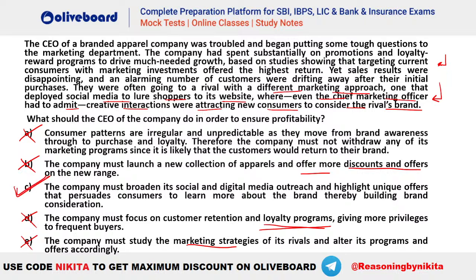So the answer here would be option C, that the company must broaden its social and digital media outreach and highlight unique offers that persuade consumers to learn more about the brand, thereby building brand consideration. So this is the main course of action that should happen, because we had a problem situation in the last part that they are lacking this particular social media interaction with the customers here, right? So the answer should be option number C.